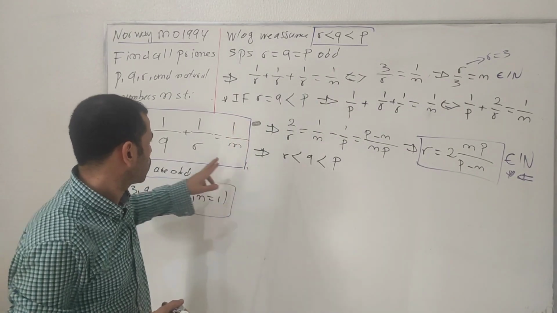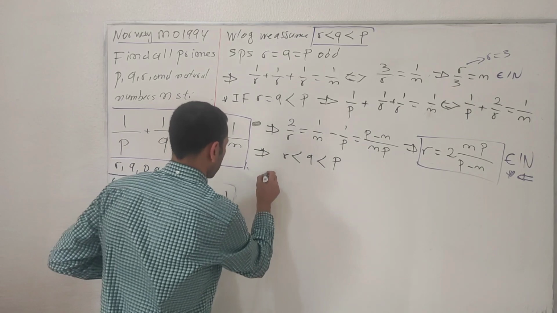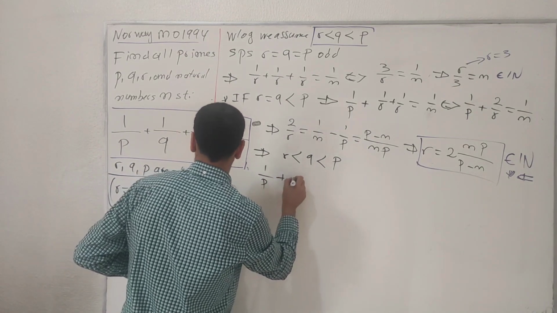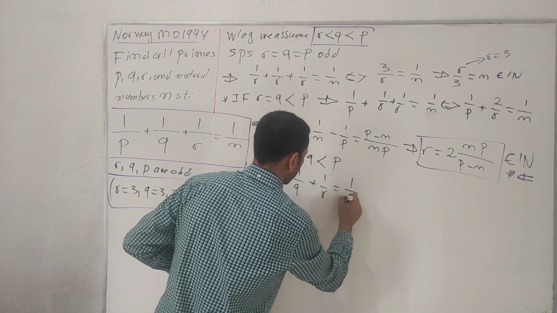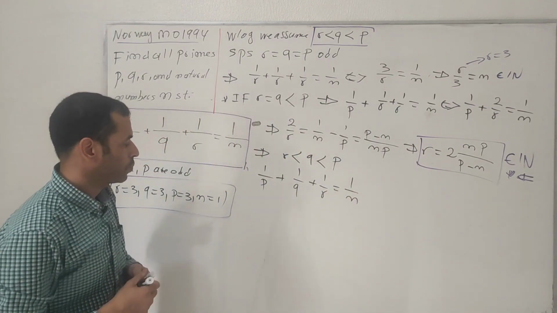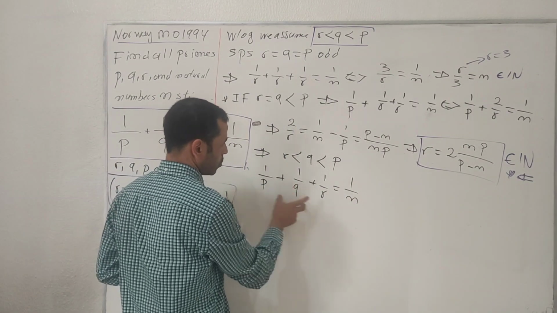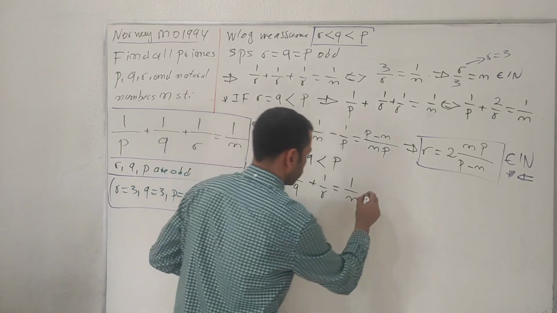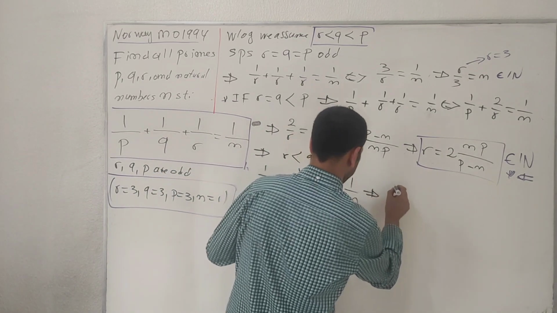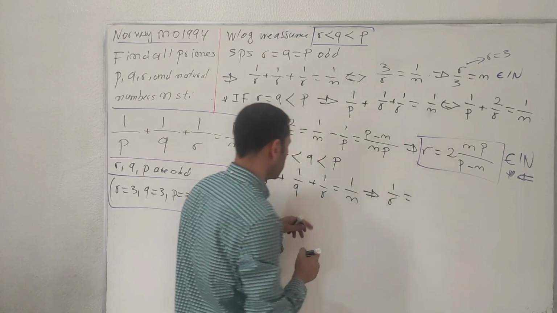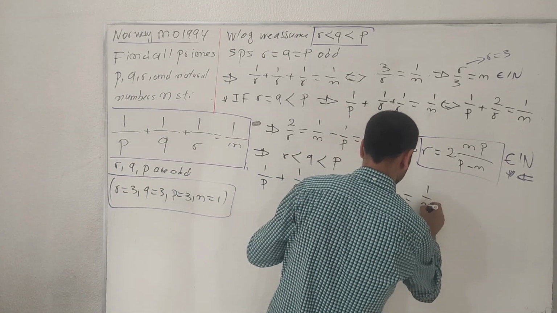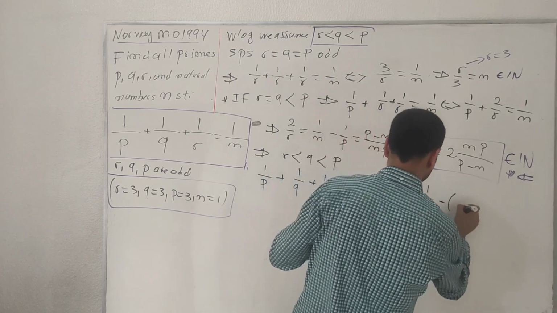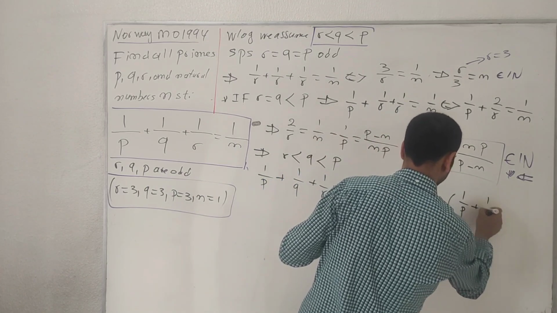Now let's go back to the original equation. So we have 1 over P plus 1 over Q plus 1 over R equals 1 over N, okay? By moving these two terms to the right and leaving 1 over R on the left, I'm going to do this in an elegant way. So 1 over R equals 1 over N minus (1 over P plus 1 over Q), like this.